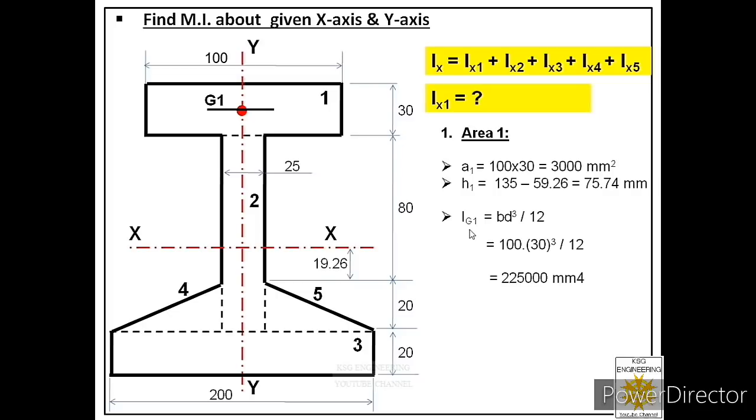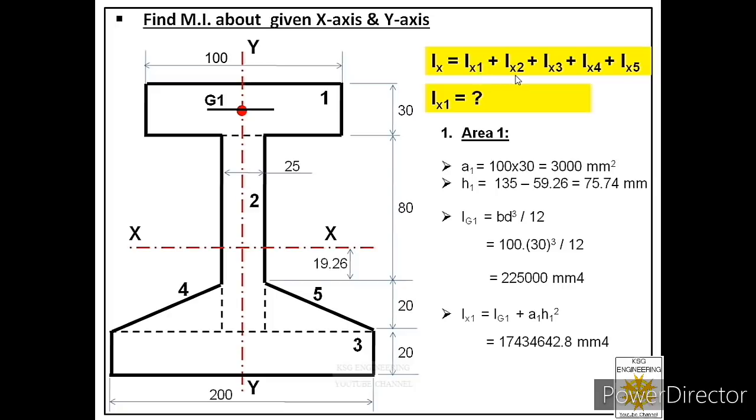After this, we know that we apply the parallel axis theorem to find the area moment of inertia of area 1 about the main axis, and that will be called Ix1. So the equation will be Ix1 is equal to Ig1 plus A1 H1 square. So put these three values calculated by us in this particular equation, then we will get Ix1. So we have found the first unknown in this equation.